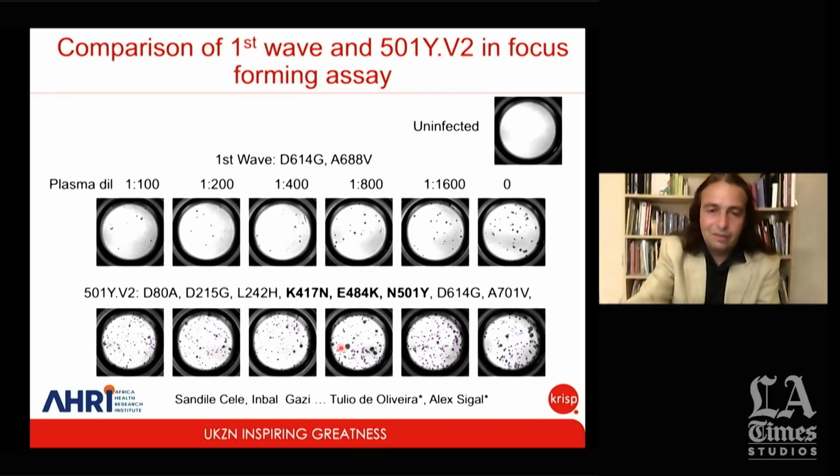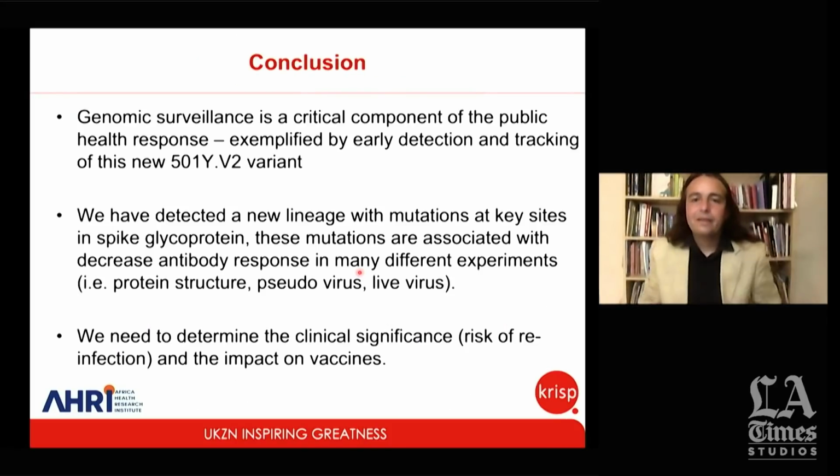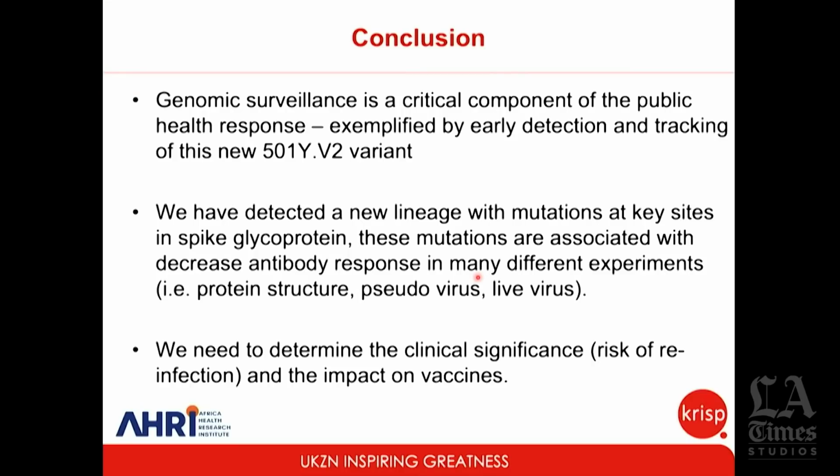much less neutralized. But again, as I mentioned in the previous slides, this is building another five or six big lines of evidence suggesting always that these different mutations, especially the 484K, may allow the virus to escape from antibody. So just to conclude, genomic surveillance is a critical component of the public health response and should be scaled in most of the countries in the world. And we think that we can exemplify very well by the early detection and tracking of this new 501Y.V2 variant.